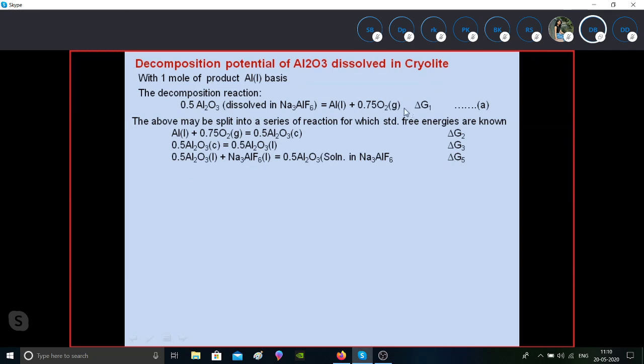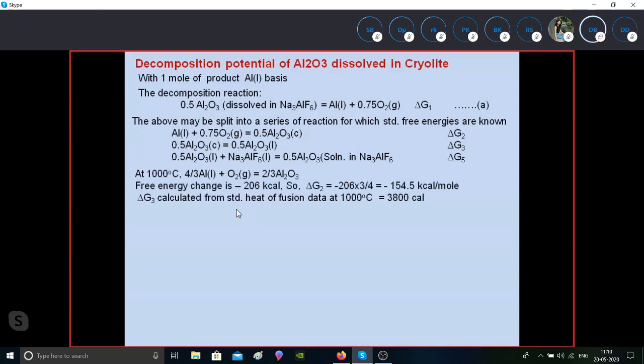So I have the overall reaction, and I have three reactions in series which will ultimately lead to my overall G, the first reaction being A. How do we calculate the free energy changes for this? Suppose we are maintaining the cell temperature at 1000 degrees centigrade, during the electrolysis process at that temperature. So I'm trying to calculate the free energy changes for each of the reactions.